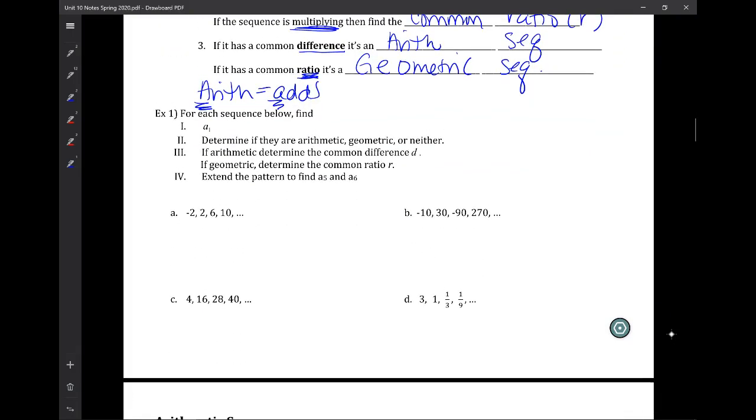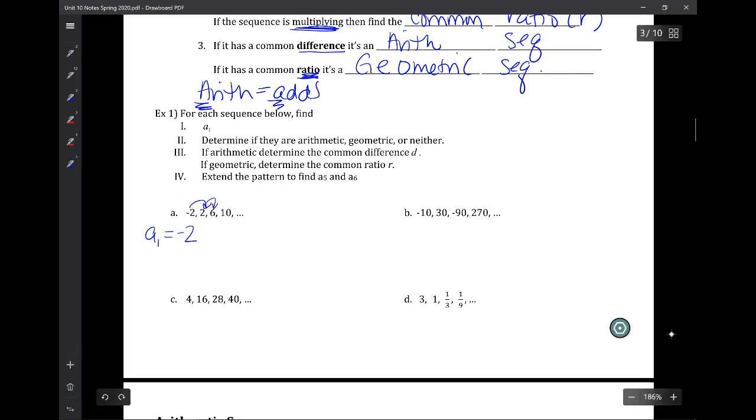So for example 1, we are going to be determining the value of the first term, whether it's geometric or arithmetic. If it's arithmetic, find D. If it's geometric, find R, and then extend the pattern out 2 more times. So A1 is always the value of the first term. That should be very easy to find.